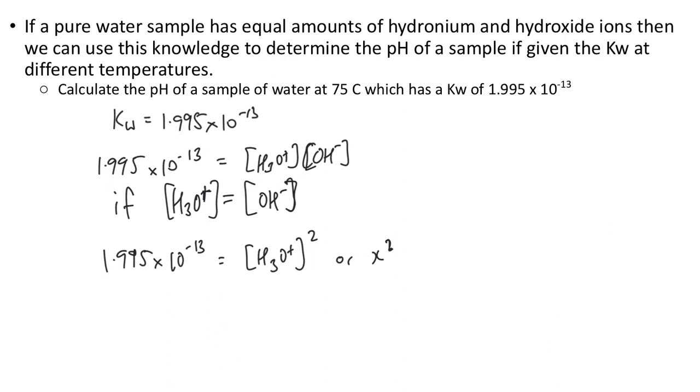So if it's that value squared, then the H3O plus will be equal to the square root of 1.995 times 10 to the negative 13.